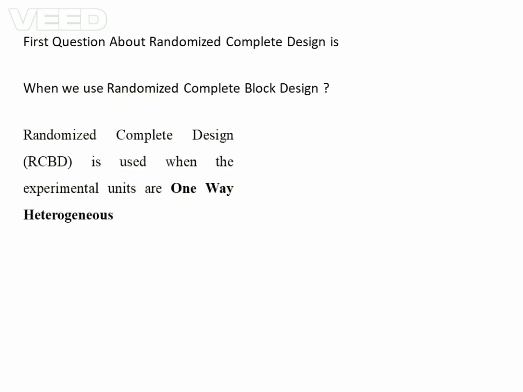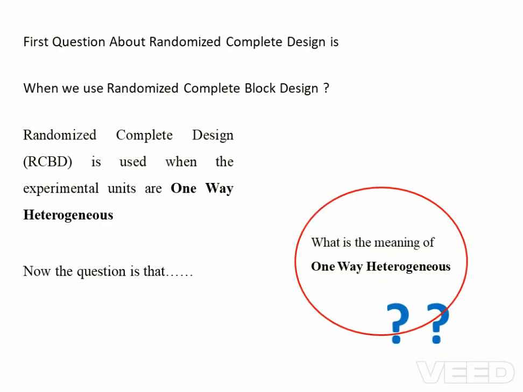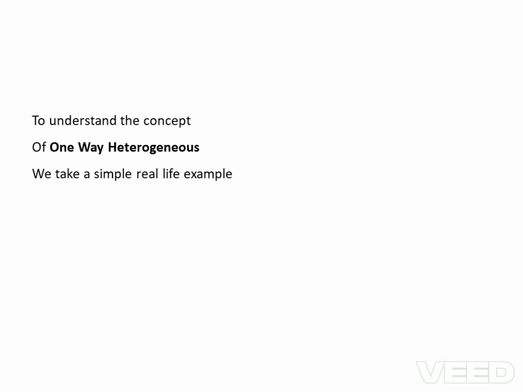First question about randomized complete block design is when we use randomized complete block design. Randomized complete block design is used when the experimental units are one-way heterogeneous. Now the question is, what is the meaning of one-way heterogeneous? To understand the concept of one-way heterogeneous, we take a simple real-life example.